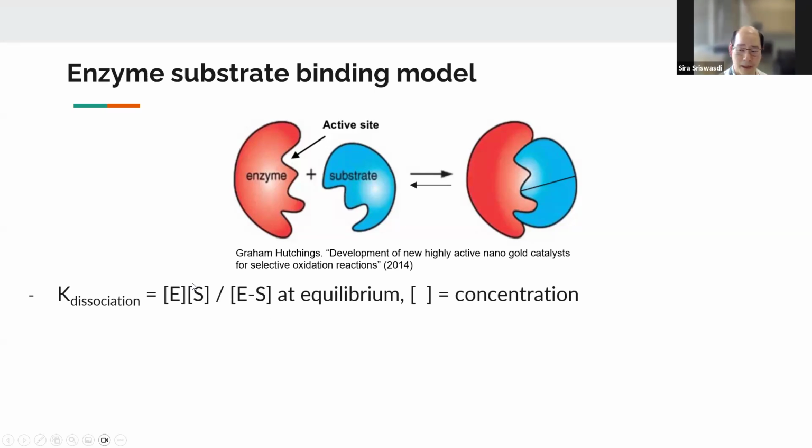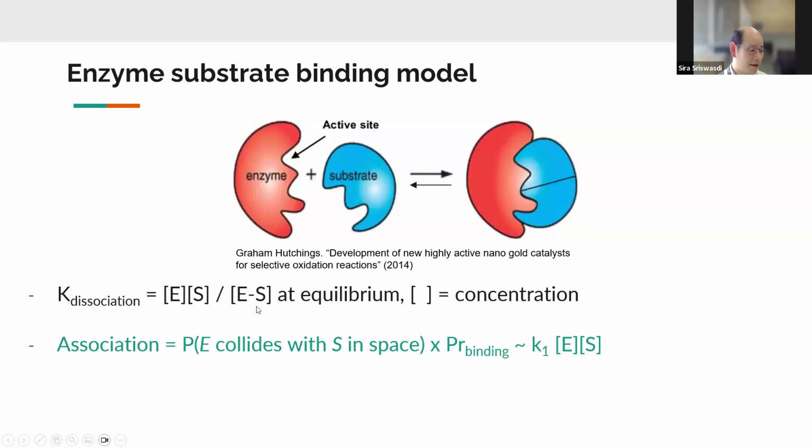We probably learned from chemistry class that we can calculate the constant for the dissociation by looking at the concentration for the enzyme and the concentration for the substrate, and then divided by the concentration for the enzyme and substrate complex. We can derive this equation by thinking about what association and dissociation mean physically.